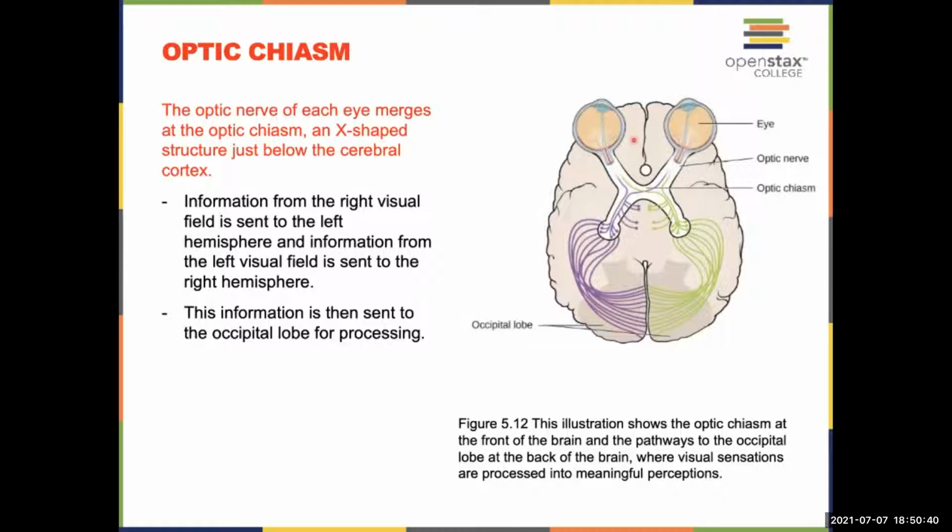So your left eye crosses over and goes to the right occipital lobe, and your right eye crosses over and goes to the left occipital lobe. And remember, because it's divided into two halves.